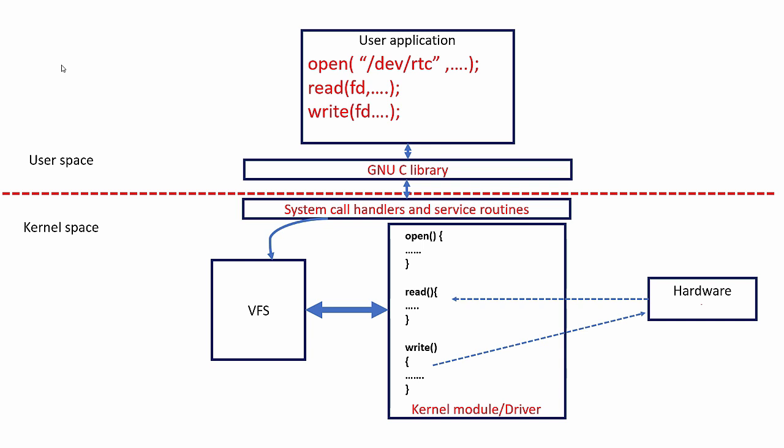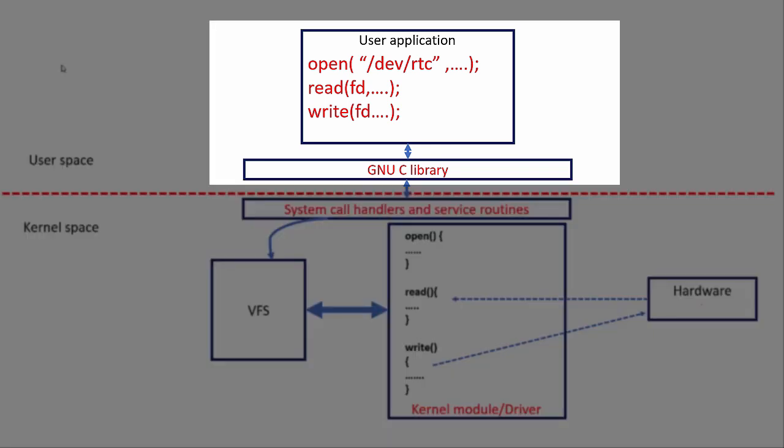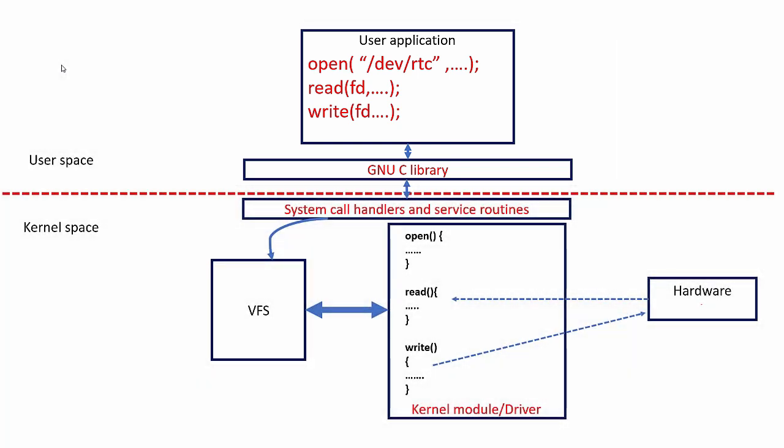When the user application wants to talk to the hardware, it uses system calls such as open, read, and write. When the user application uses the open system call, that open system call should connect to the open system call implementation of your driver. And when the user application uses read and write system calls, those system calls must connect to the read and write implementations or methods of your driver.